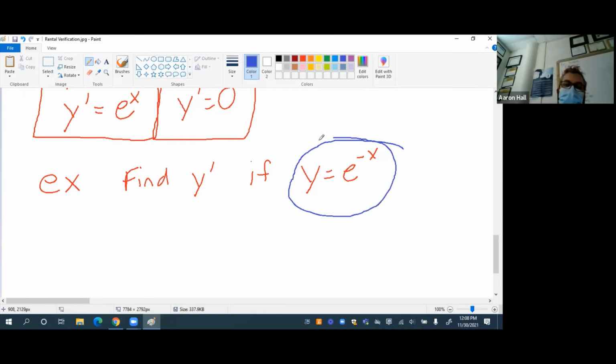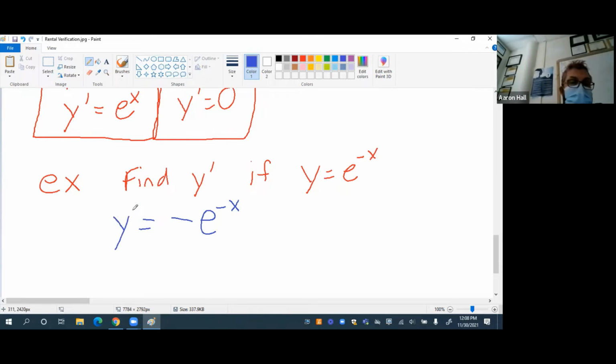Any ideas of what the derivative of this is? Could it be e to the negative x? Close. Thomas, would it be negative? Why is it negative e to the power of negative x? Because there's a function inside of that. Yeah, this is the chain rule.